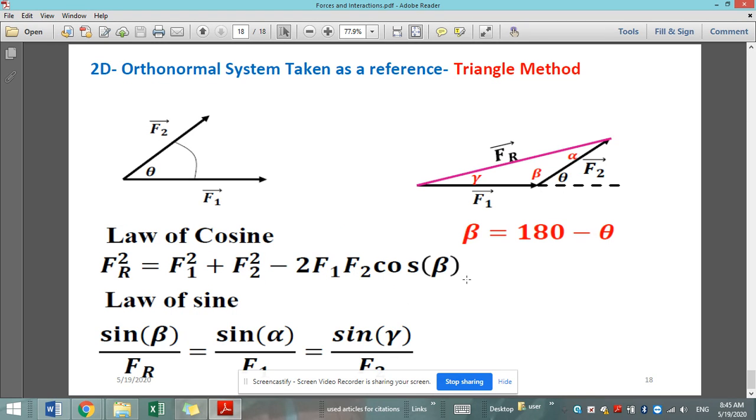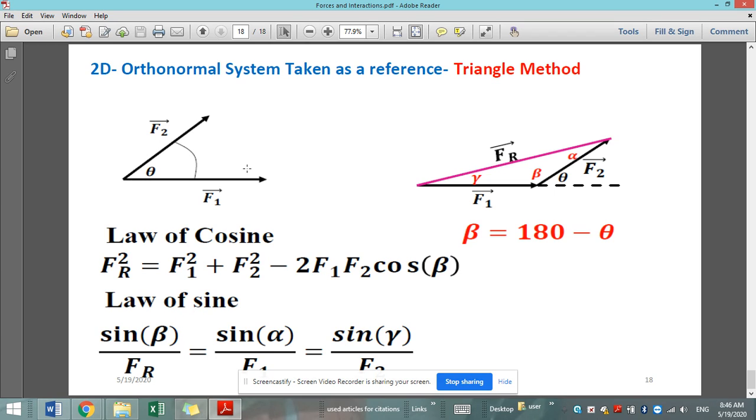Now concerning the triangle method here, the triangle method is just similar to the parallelogram one, but let's see it. It is actually as follows. We have two force vectors, F2 and F1. Instead of having them represented on the same point, we're going to represent them in a way that they are consecutive. What do I mean by that?